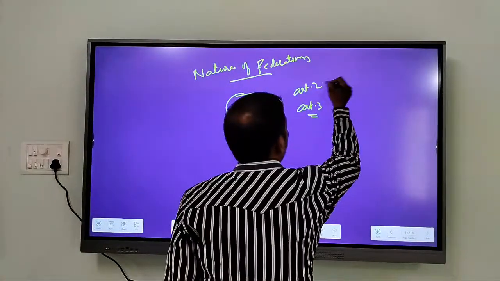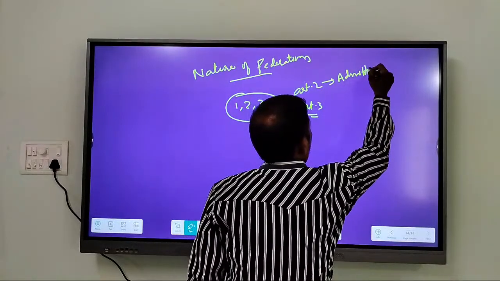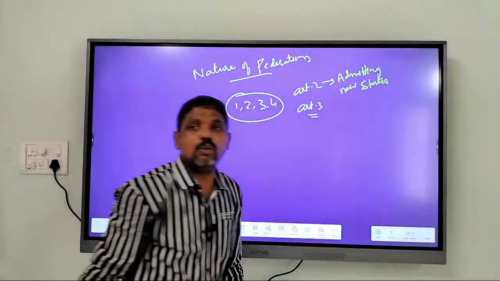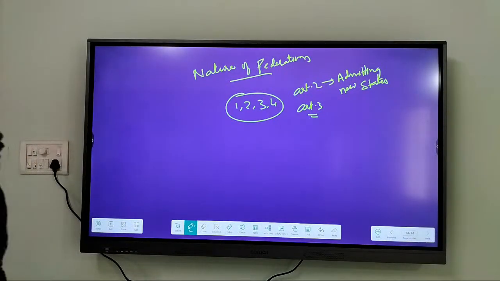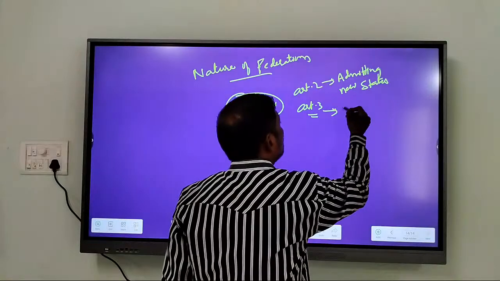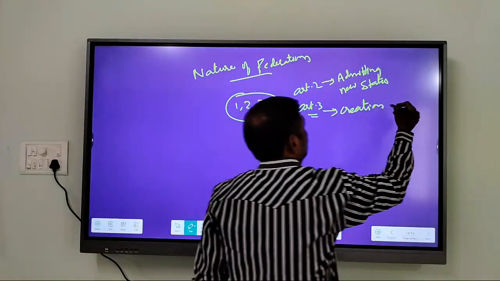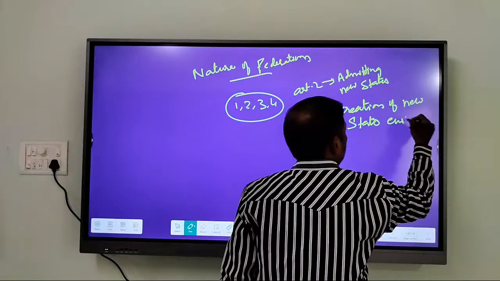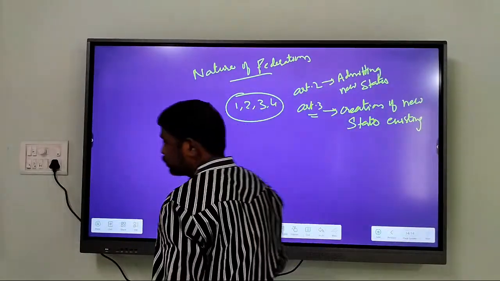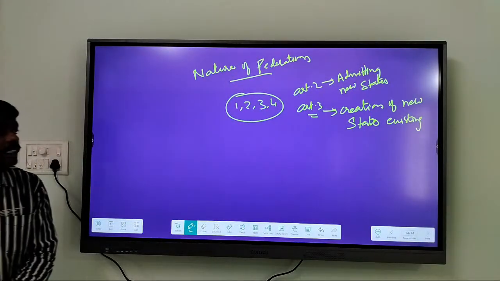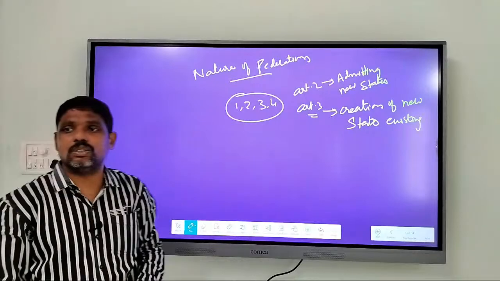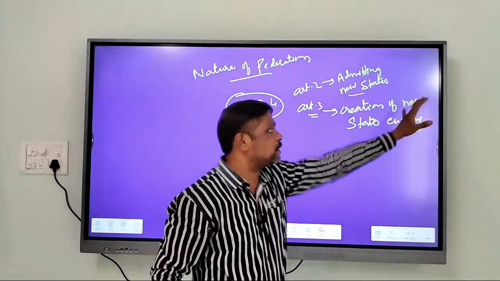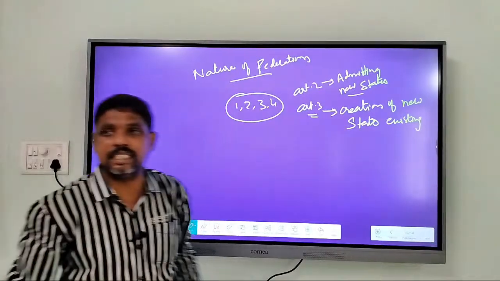Article 2 deals with admitting new states into Indian Union. Whereas Article 3 denotes creation of new states from the existing states. So this is Article 2 and Article 3 of the Constitution. Article 2 is about admitting new states into Indian Union. Article 3 is about creation of new states from the existing states, right?